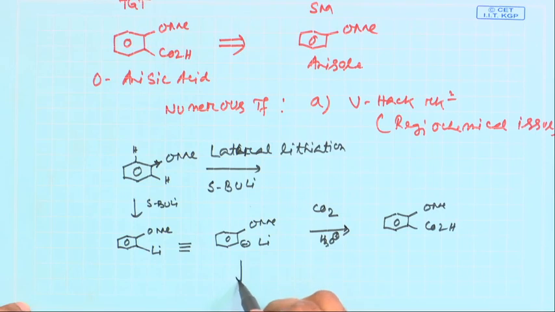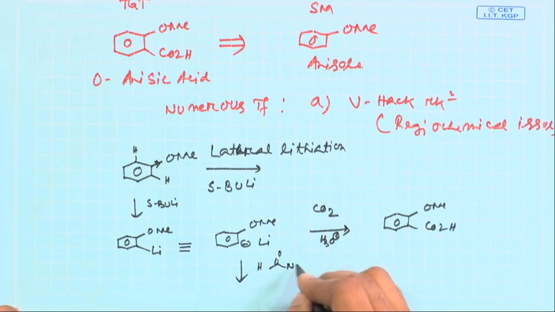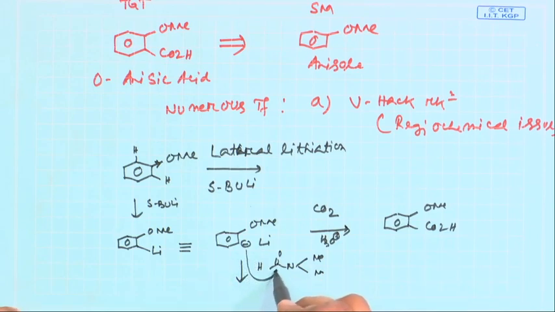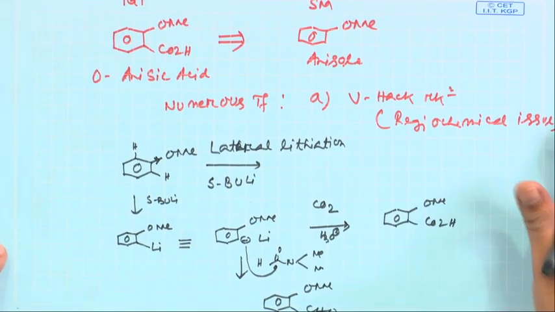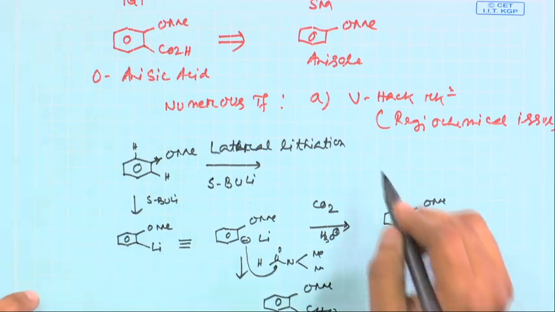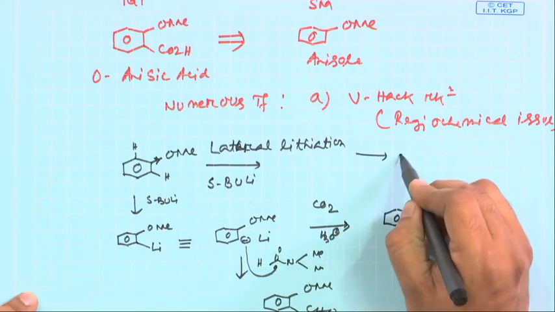On the contrary, you can do a different kind of electrophilic trapping. For instance, if you use dimethylformamide as an electrophile, in this case this carbanion will come here, attack, and finally you will get an aldehyde as the main product, ortho-methoxybenzaldehyde.